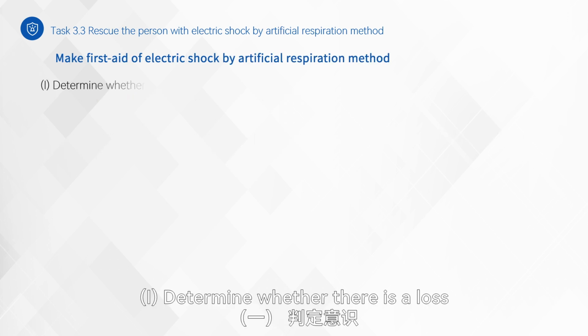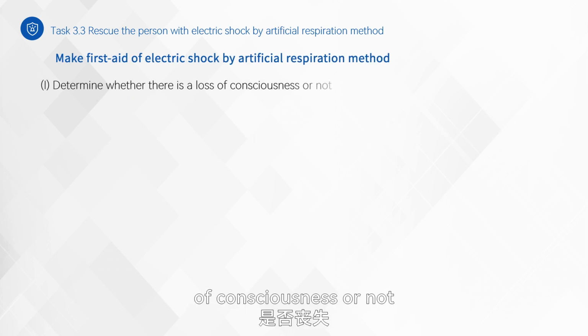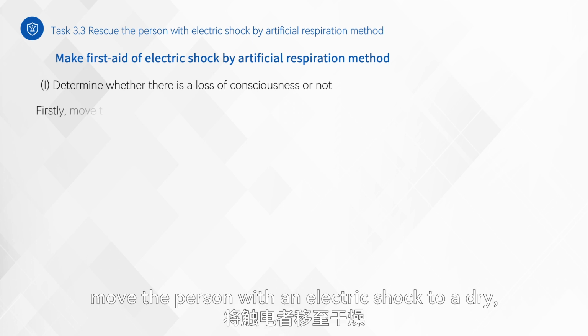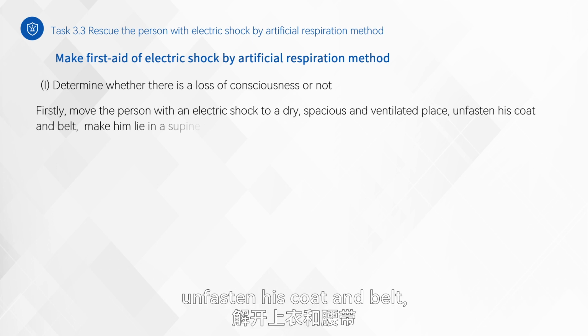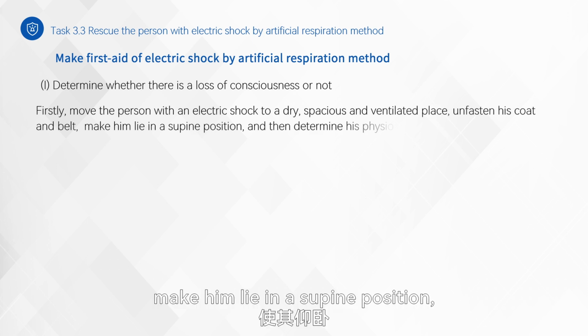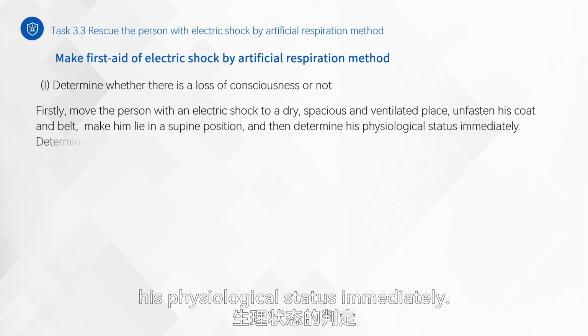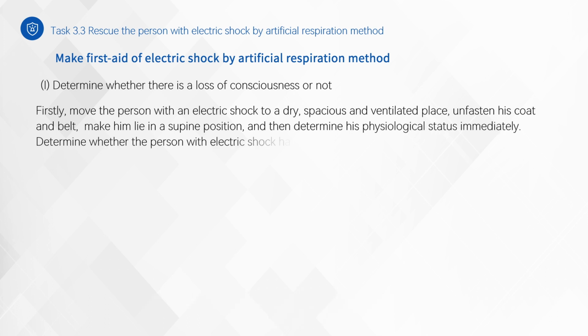1. Determine whether there is a loss of consciousness or not. Firstly, move the person with an electric shock to a dry, spacious and ventilated place, unfasten his coat and belt, make him lie in a supine position, and then determine his physiological status immediately.